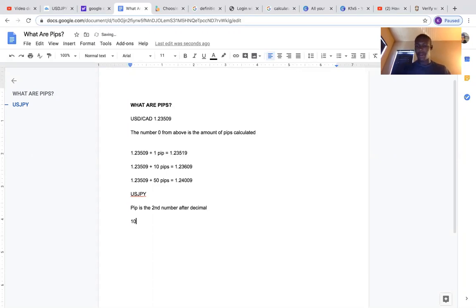So let's say we have 103.280. Now, what would this be if I wanted to add 1 pip? 103.280 plus 1 pip. It's the second number after the decimal, which will be the 8 right here. So that would equal, if I add it up, 103.290. This is the second number after the decimal.